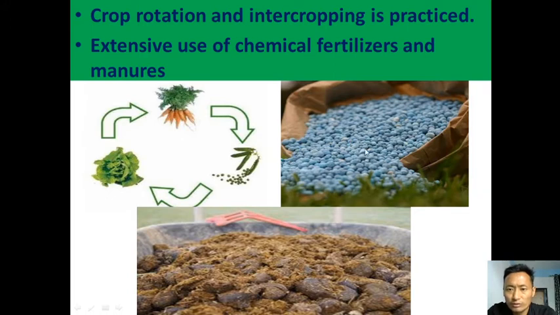This is chemical based, and this one is organic based. This one is called manures. Manures are mostly decomposed biodegradable waste such as vegetables and cow dung. So if we decompose these biodegradable things, we will get manures. So we are using fertilizers and manures in order to grow the crops in a better way.